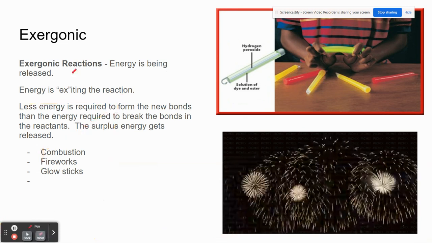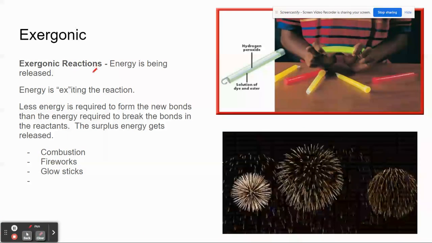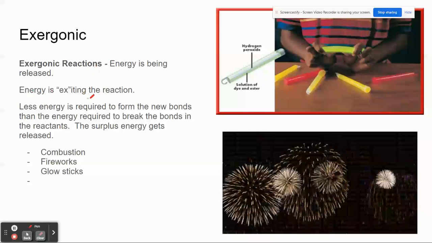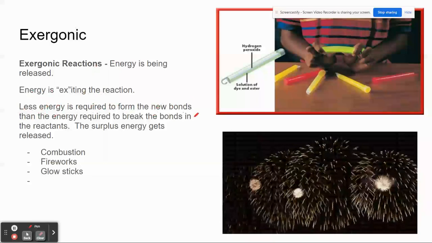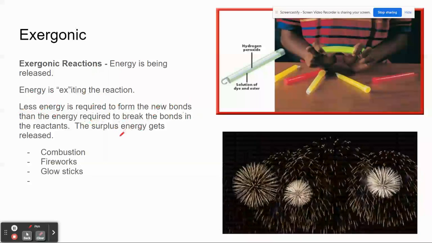Clear. An exergonic reaction is the opposite of that, obviously. You think of energy as exiting. Less energy is required to form the new bonds than is required to break the old bonds, so the surplus energy gets released.